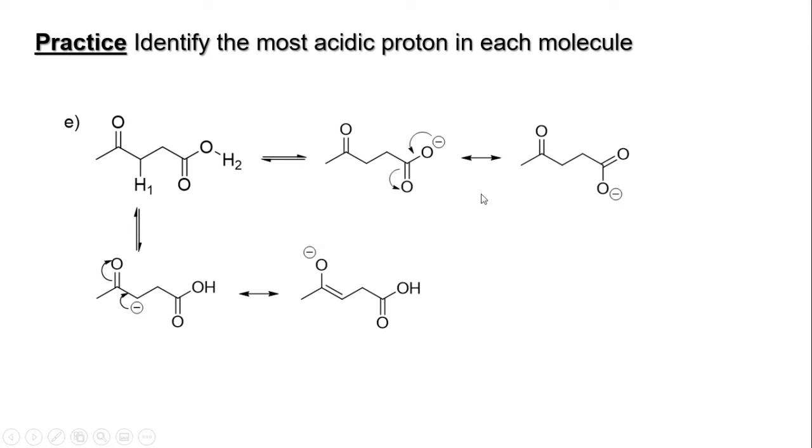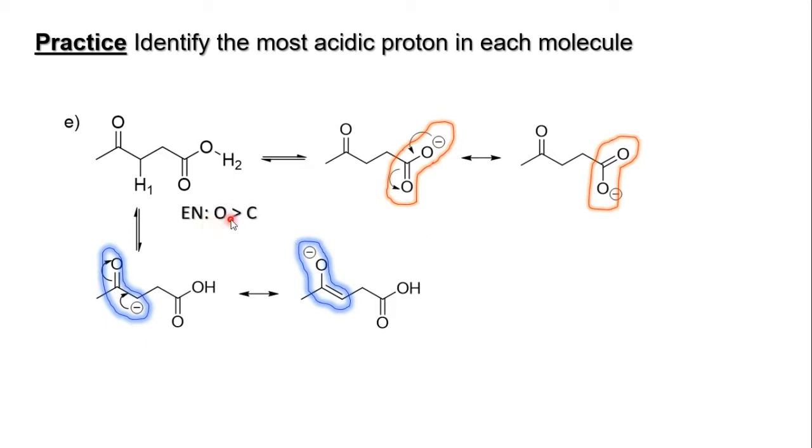What's the tiebreaker? Well, we don't even need to go to the resonance form. Look at it right here. Negative charge on carbon, and negative charge on oxygen. They have the same sign, of course, but oxygen has much higher electronegativity than carbon, right? So oxygen stabilizes the negative charge better. So this negative charge is going to be happier than this negative charge down here, which means that H2 is going to be more acidic.